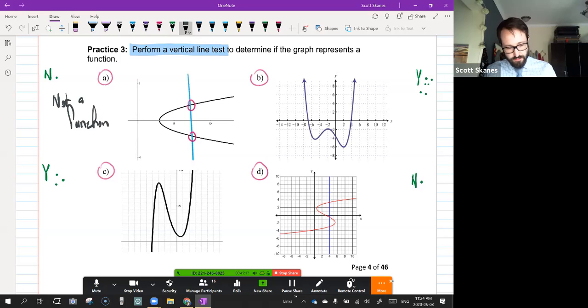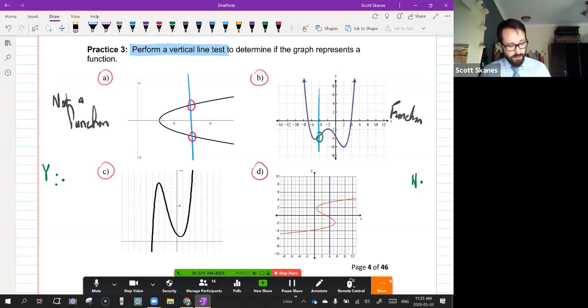In B, I'll move my line around. It actually doesn't matter where I put it. It will only ever touch once. So yes, it definitely is a function. It passes the vertical line test. So many of you came in, at least 7 of you.